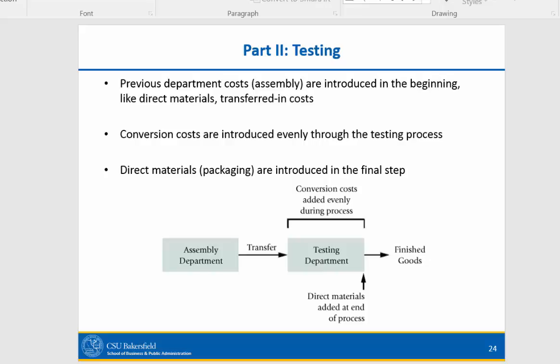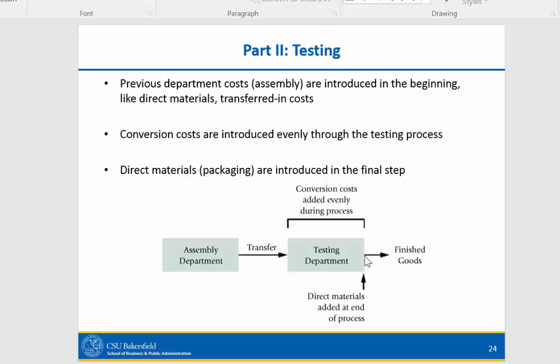That's the basic whole idea. I think this flow chart will give you a pretty good idea. You start with the assembly department, then you have transferring costs. So costs flow into the testing department. Here you're looking at 0% or 100%. If they are transferred to the testing department, then the transferred in cost is 100% complete. Then you have conversion cost added evenly during the process, which is direct labor and manufacturing overhead.